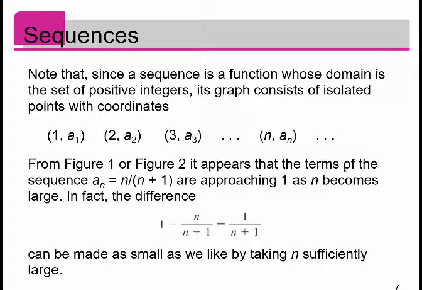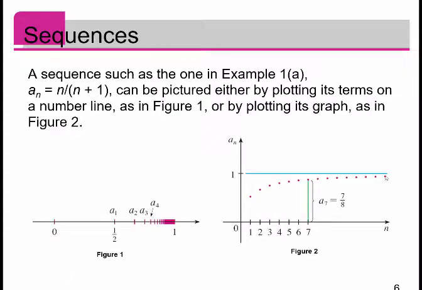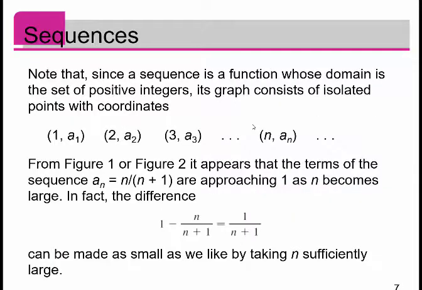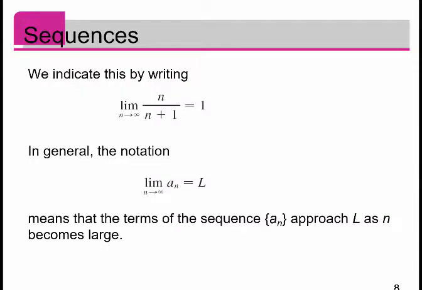In fact, the difference 1 minus n divided by n plus 1 is equal to 1 divided by n plus 1. And what that means is it can be made as small as we like by taking n sufficiently large. So this difference keeps getting smaller and smaller. That's all we're saying. But it looks like it's converging, or moving towards the value 1 here. And if you think about it in calculus, what that hints at is a limit, and that's what we're going to be talking about in a second.